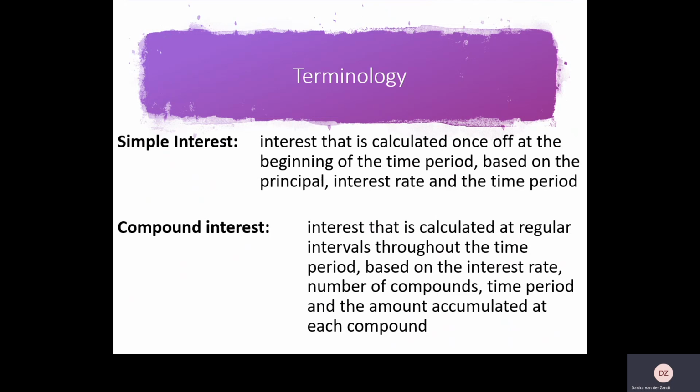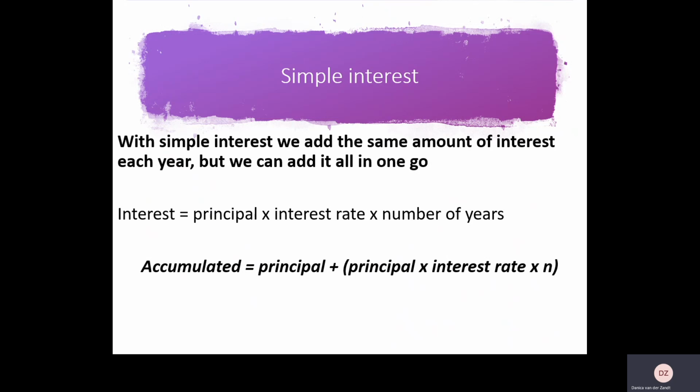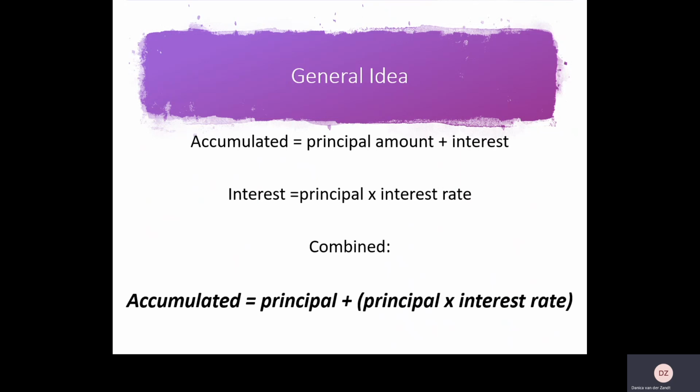So our general idea, and especially for simple interest, is that we have accumulated equals principal plus interest. You've seen that, okay? Now, how do we calculate interest? Well, just like we did before, 12% of 2,000, it is my interest rate times the principal amount, okay? So if I combine those 2 calculations, I have my principal from the original over here, but now the interest gets taken over by this portion here, principal times interest rate. So accumulated is equal to principal plus principal times interest rate.